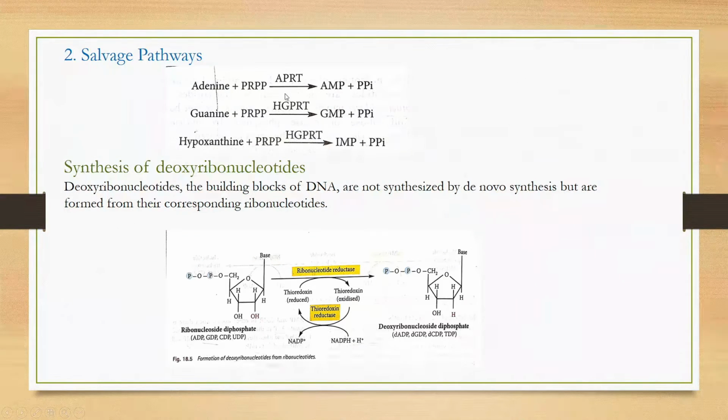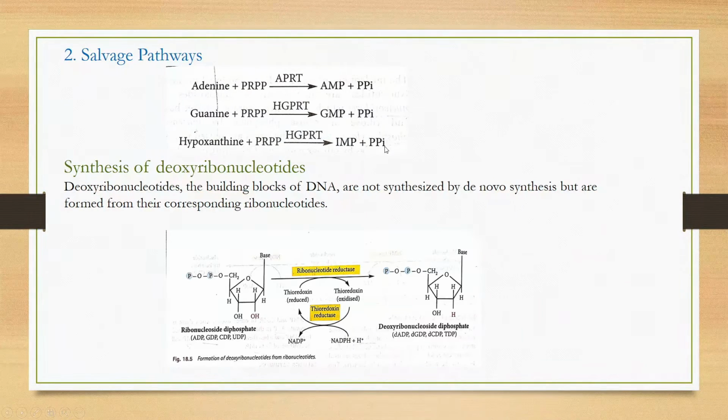HGPRT, that is hypoxanthine guanine phosphoribosyl transferase, is the enzyme that catalyzes two steps. HGPRT catalyzes guanine to GMP and hypoxanthine to IMP, so that these free bases are converted to the corresponding nucleotides.